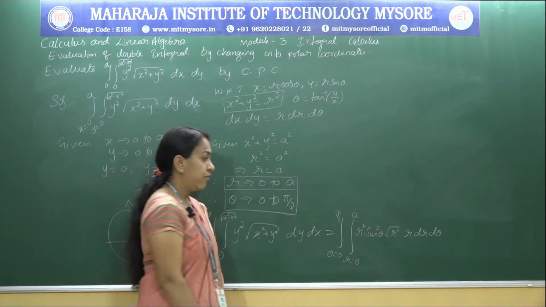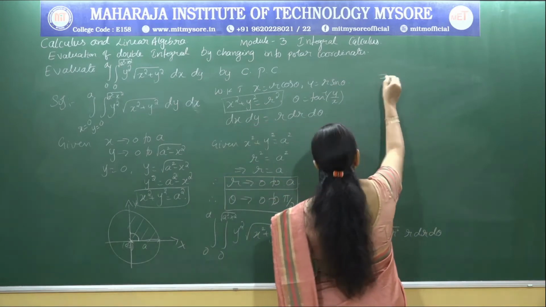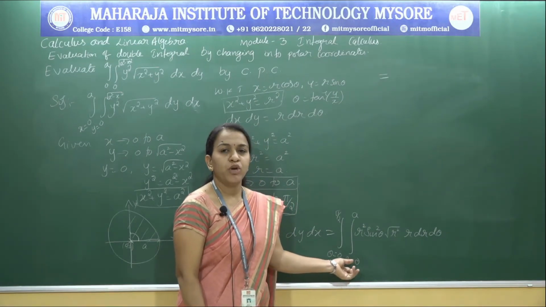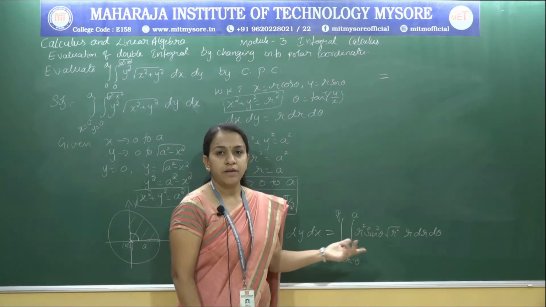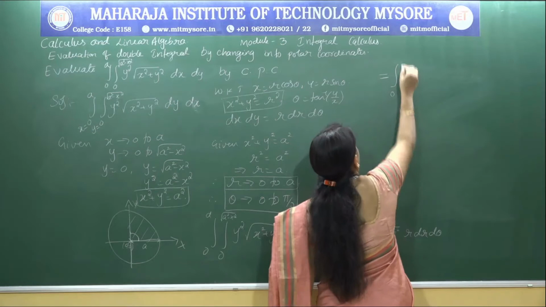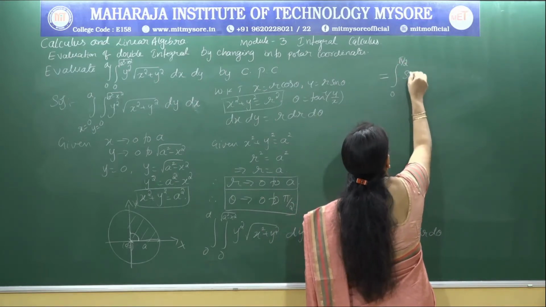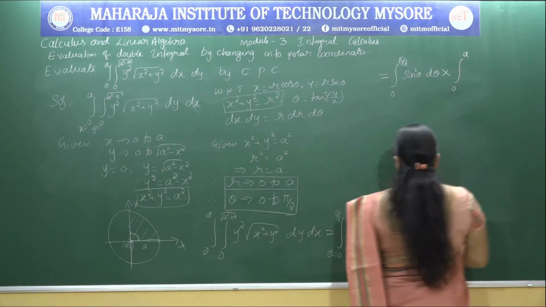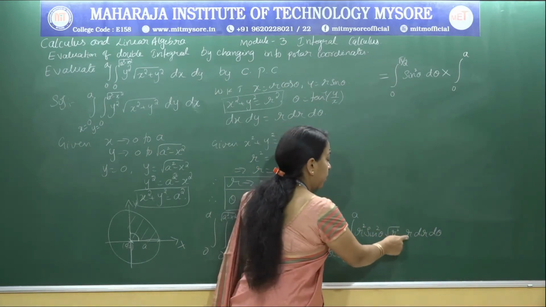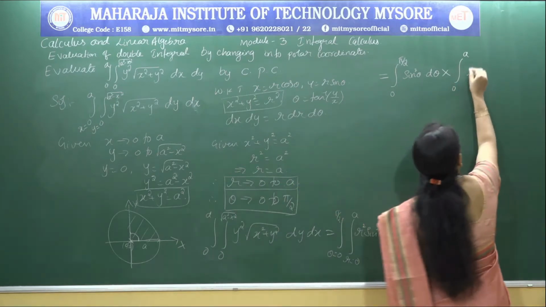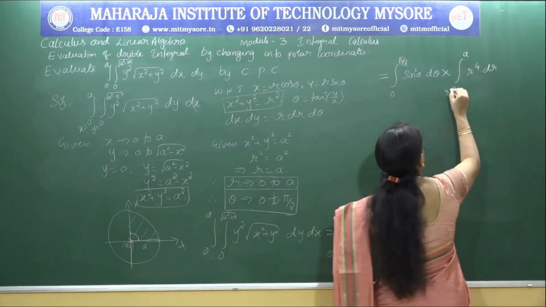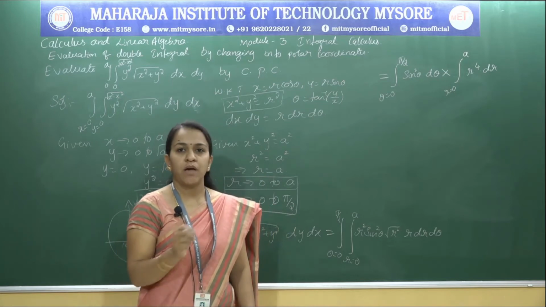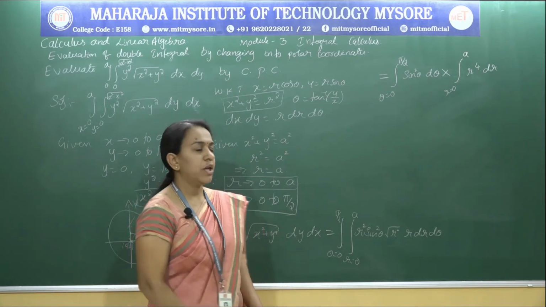Now simplify and then integrate with respect to r and theta. Now we have r and theta with constant limits, we do not have variable limits, so I can separate r and theta: integral 0 to pi by 2 of sin square theta d theta into integral 0 to a of root of r square, which is r, into r square, so r to the power of 4 into dr. I can apply this whenever we have constant limits, not variable limits.